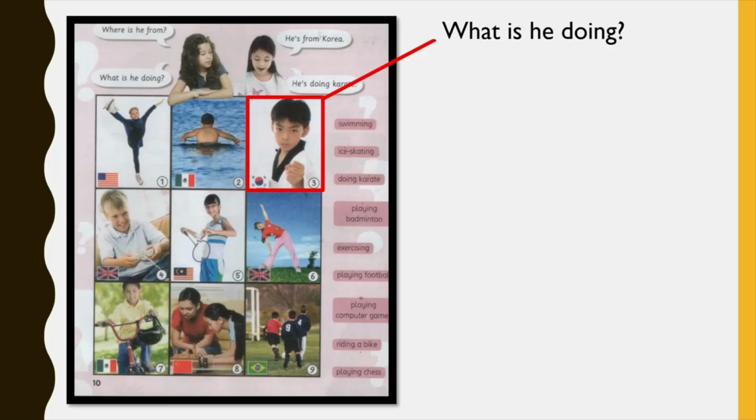So if you look at the little boy in the picture, he is wearing a karate attire. So what is he doing? Remember the format that we discussed just now? We have to look back at the question, what is he doing? Is and ing. So the answer should have his and also ing. So the answer here is doing karate. There is already an ing. When we want to write in a complete sentence, the answer should be he's doing karate.